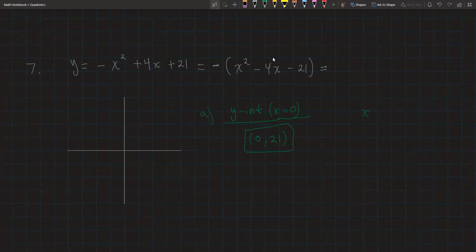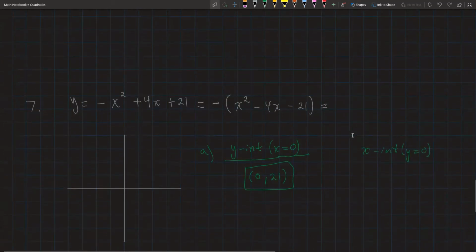That's what I wanted to point out. And I just wanted to point out that, yeah, we need to factor a negative from all of them first. When do the x-intercepts occur? When the y value is 0. And like I said, we want an alternate form for this.